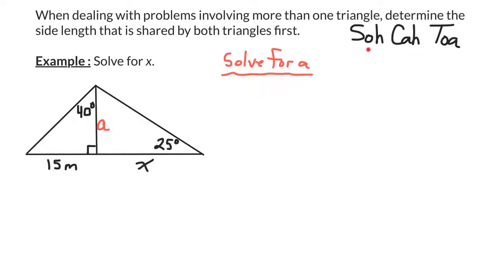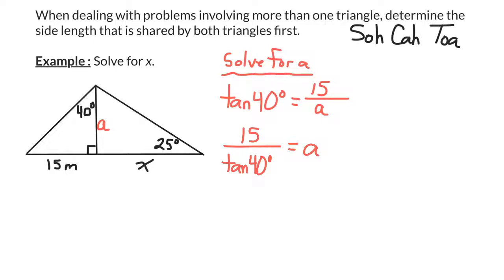So I'm looking for the ratio that uses opposite and adjacent. If I look at SOHCAHTOA, tangent uses opposite and adjacent. So that's the ratio I'm going to use. So I'm going to use the tangent of 40 degrees, and it's equal to the opposite side, which in this case is 15 meters, over the adjacent side, which is A. When I rearrange my equation, I get A equal to 15 divided by the tangent of 40. So A is approximately 17.9 meters.